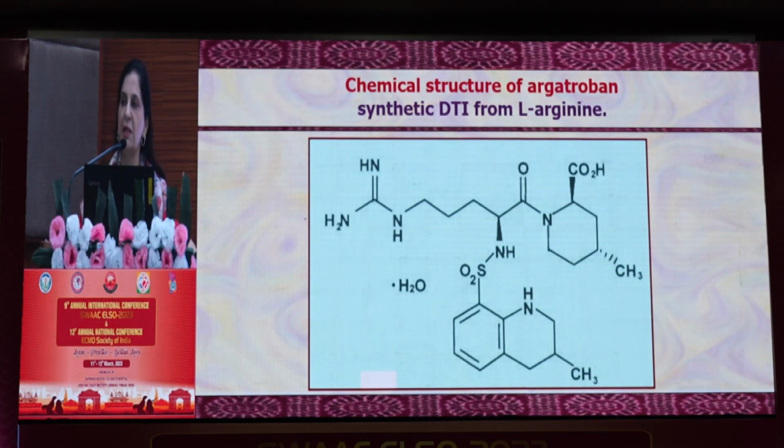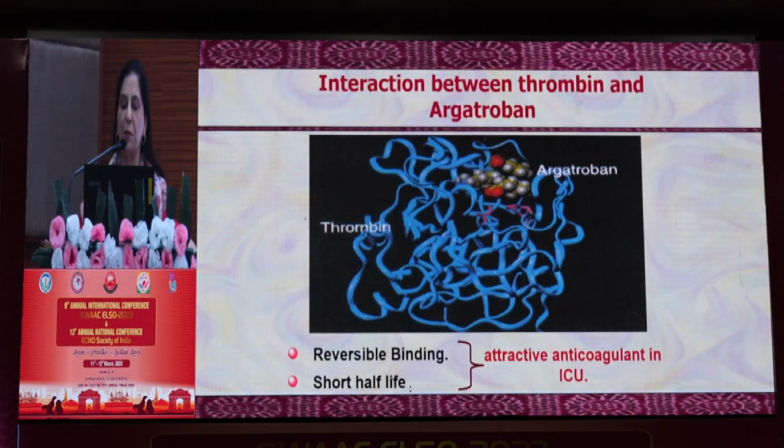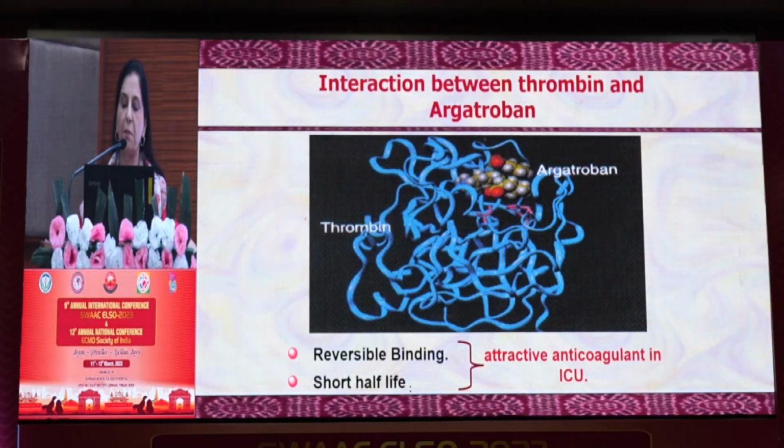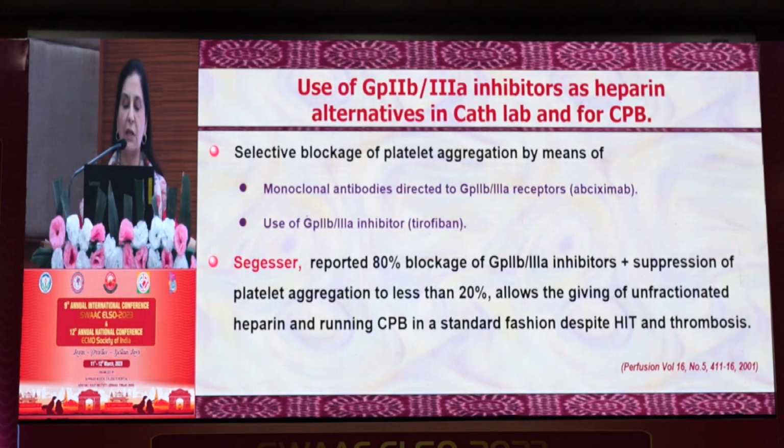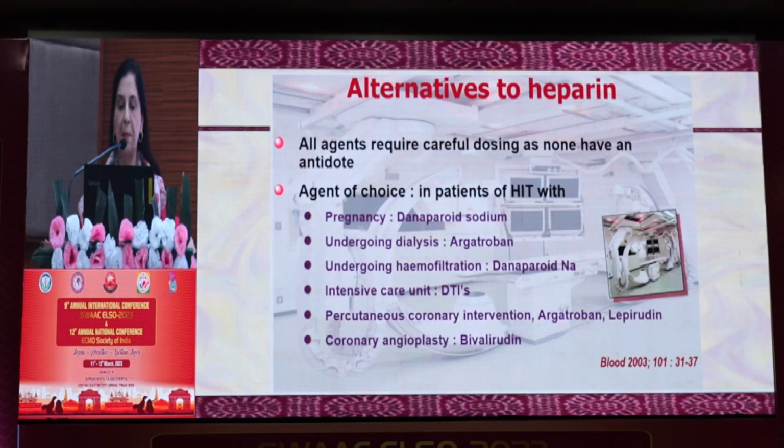Argatroban, which mimics arginine, binds with the thrombin. It's a reversible binding with a very short half-life. It is used, as Segressor has reported, with 80% success in the cath lab where HIT antibodies are suspected.